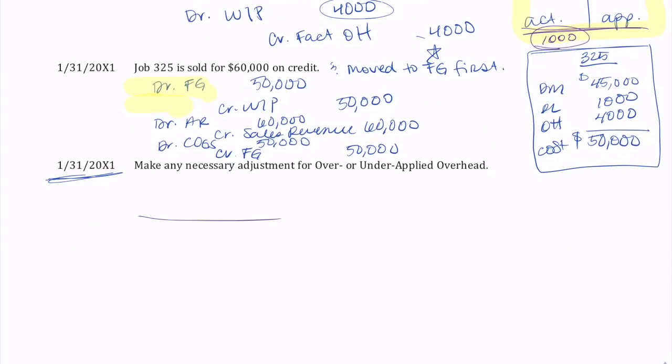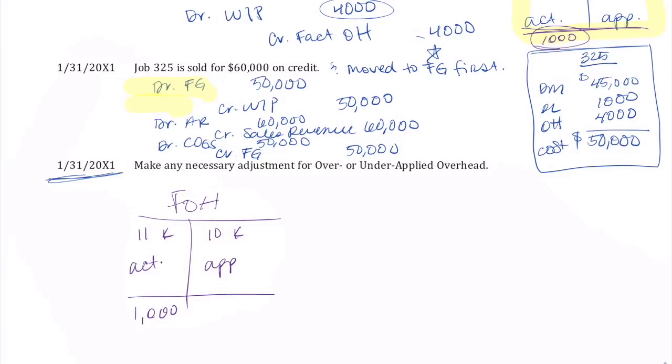Okay, so let me maybe draw a clean factory overhead account down here for us. There was 11,000 actual and 10,000 applied. That means I have a balance of 1,000 on the debit side. My actual was more than what I applied. I don't want you to memorize what happens here. I want you to think it through.